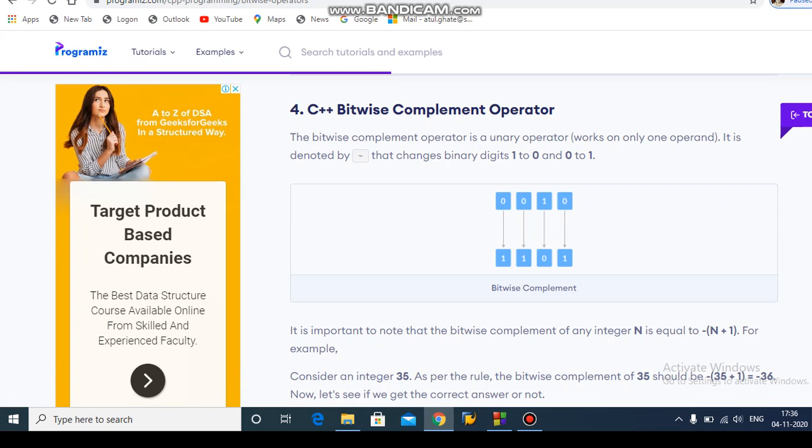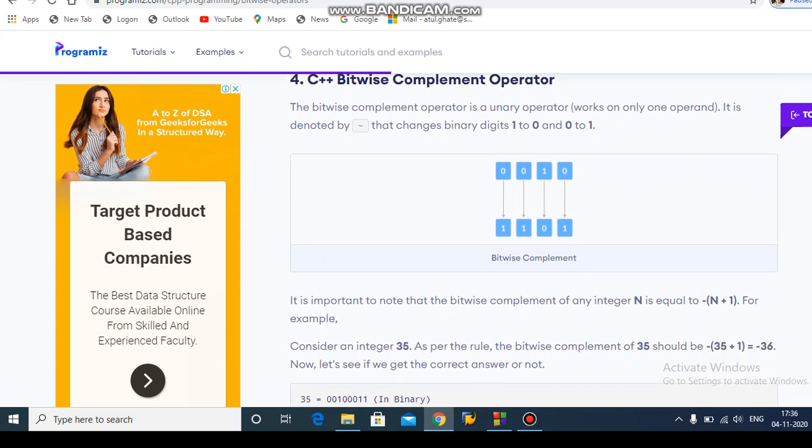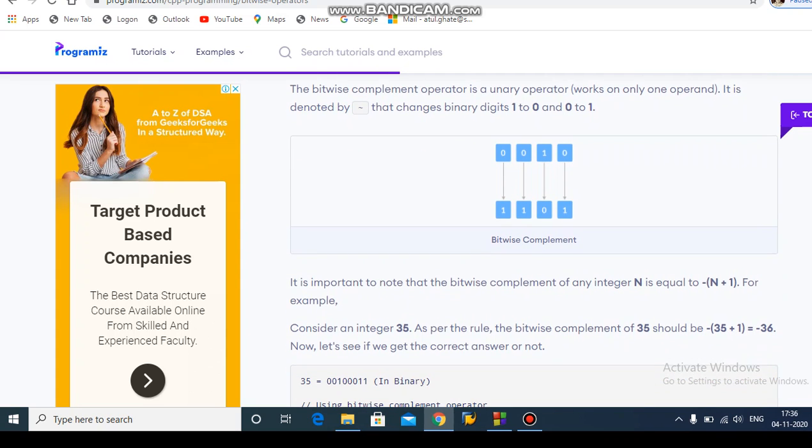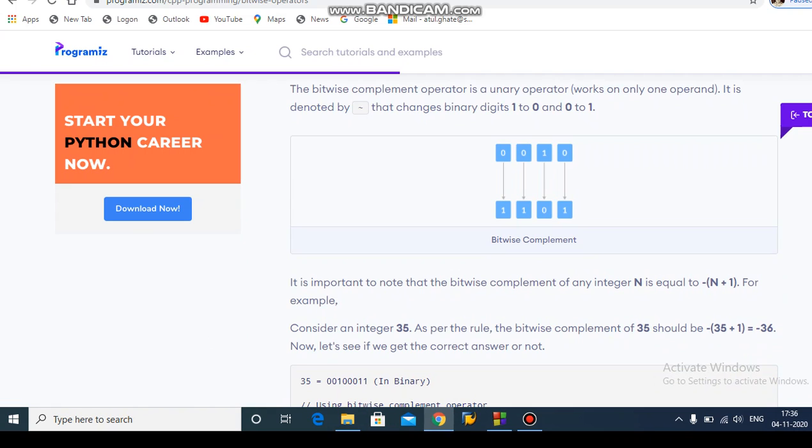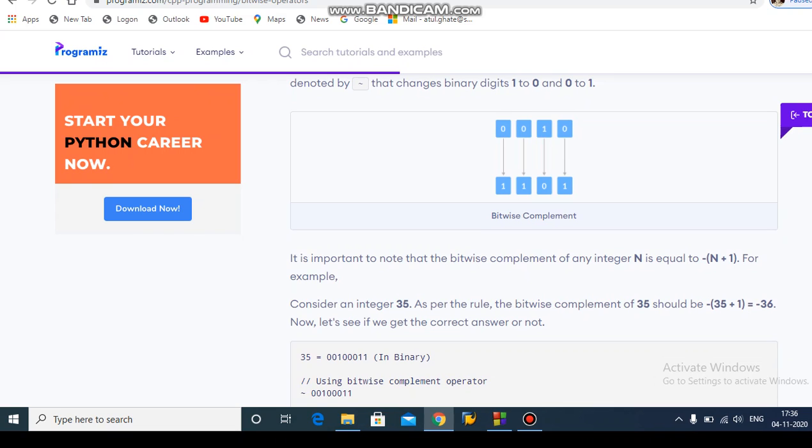It is important to note that the bitwise complement of any integer n is equal to minus (n plus 1). For example, I am explaining this in an example. So this is the formula: ~n equals minus bracket of n plus 1.